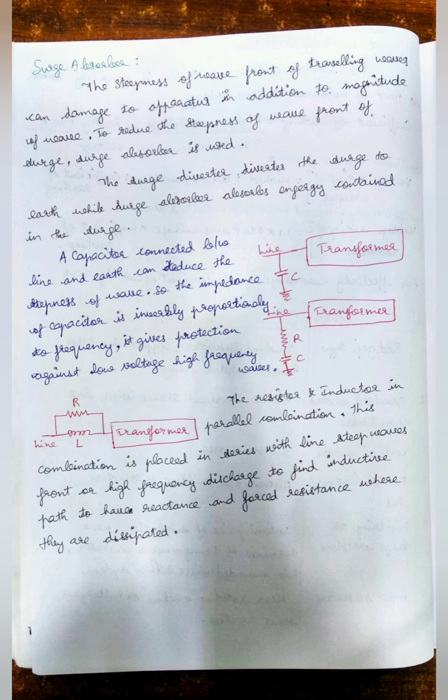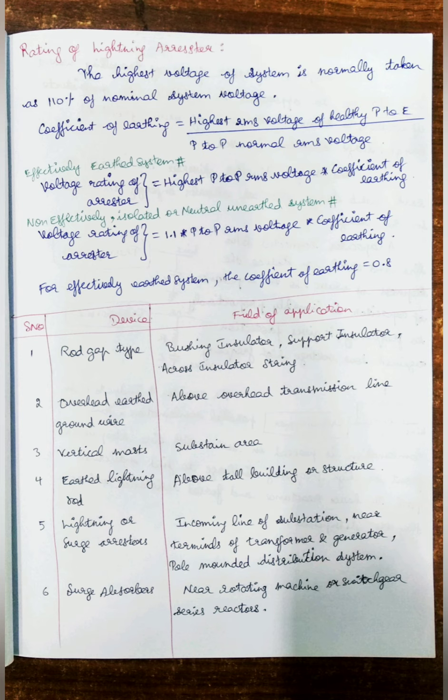Next, ratings of the lightning arrestor. The highest voltage of the system is normally taken as 110% of the nominal voltage. The coefficient of earthing is nothing but the highest RMS voltage of a phase to earth divided by the phase to phase normal RMS voltage. And for an effectively earthed system, the voltage rating of an arrestor is equal to the highest phase to phase RMS voltage times the coefficient of earthing.